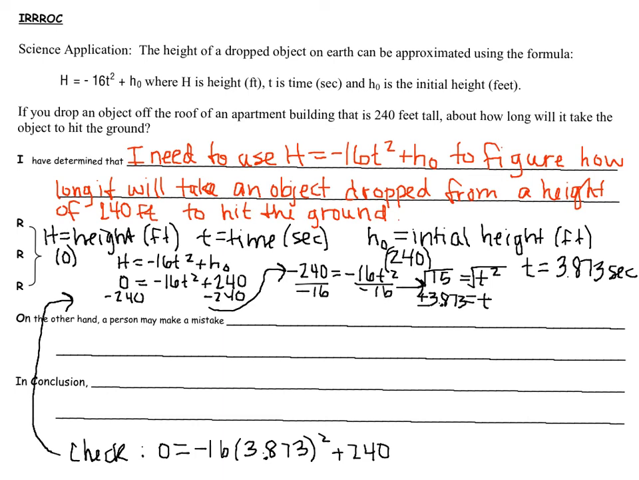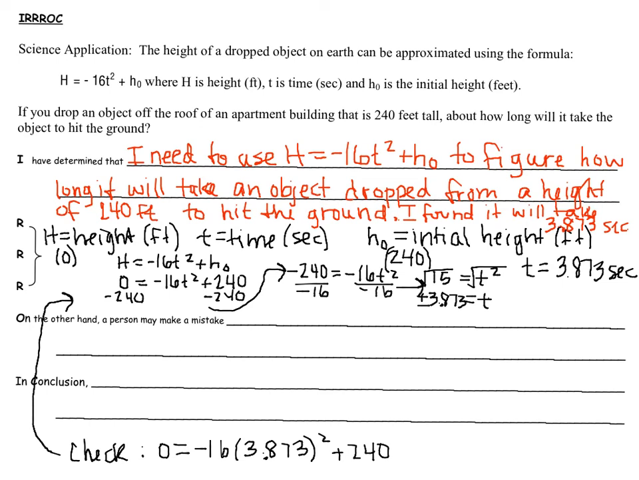So let's go back and add to our I have determined, our first I, because we need to include our answer in that first I. But I need to use h equals, and I get my equation to figure out how long it will take an object dropped from a height of 240 feet to hit the ground. I found it will take 3.873 seconds. So there's the second part. I included my answer. So there's my second part for my first I.